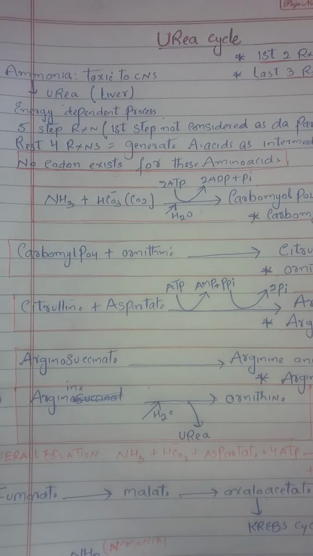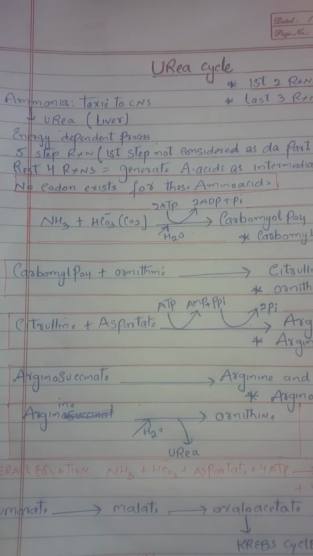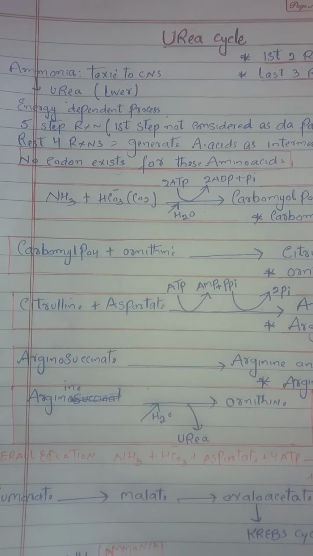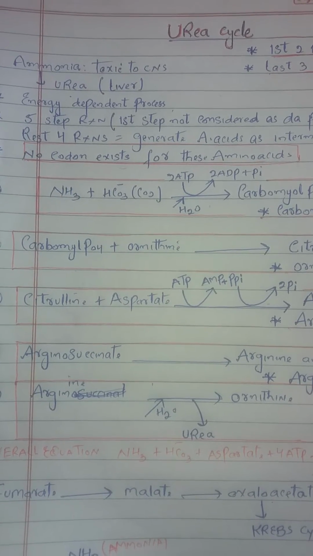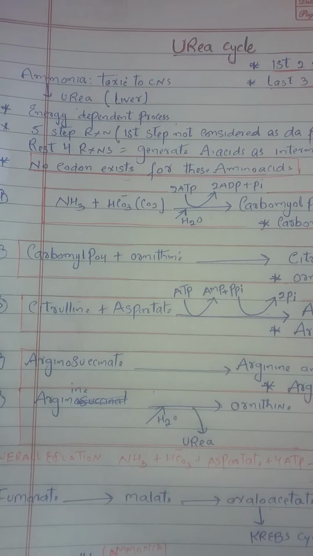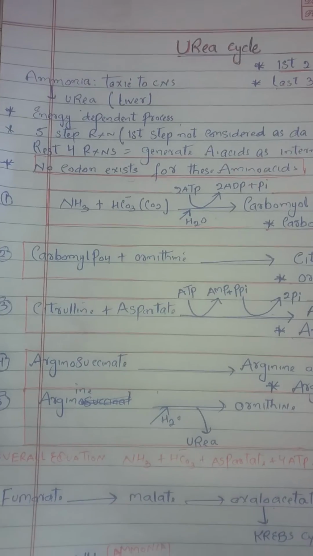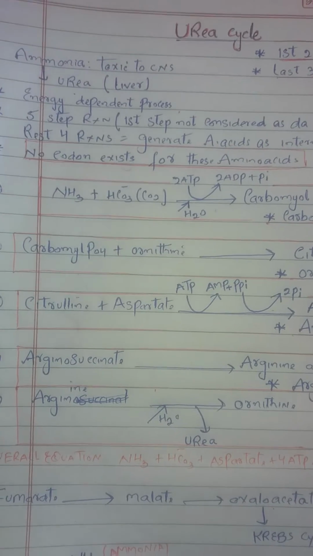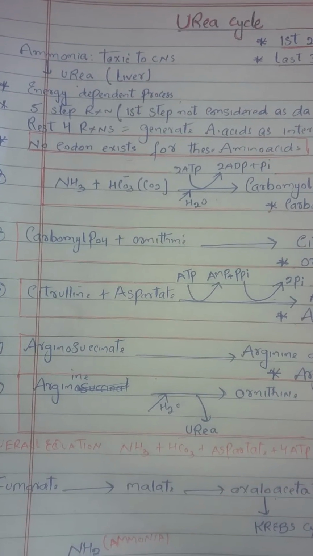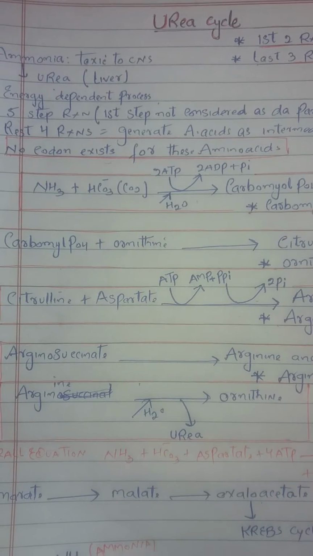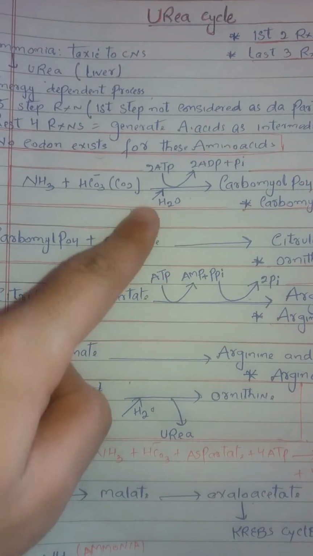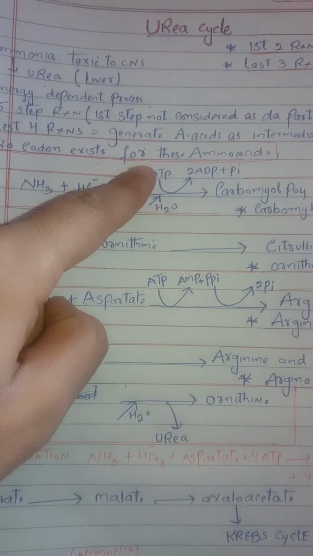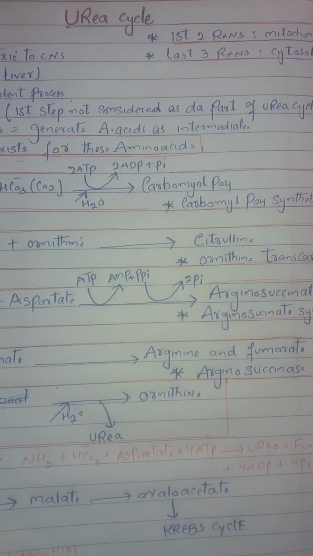The very first reaction of the urea cycle is, as I have mentioned here, ammonia reacting with the bicarbonate ion. In books you will find carbon dioxide instead of bicarbonate ion, but I have written the bicarbonate ion because carbon dioxide never exists inside our body in the form of CO2. It exists in the form of bicarbonate ion. So the ammonia is condensed with the carbon dioxide in the presence of water. It's a hydration reaction, consuming 2 ATP molecules to form carbamyl phosphate.